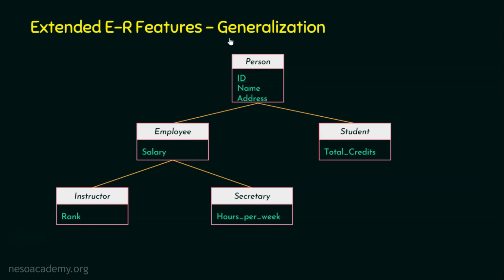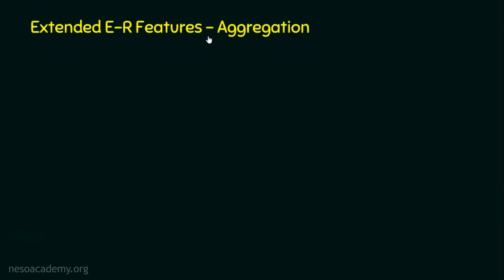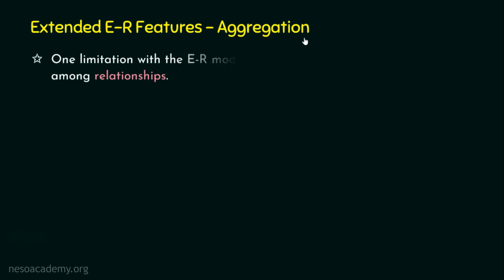We are done with the second extended ER feature, the generalization. Now let's move on to the third extended ER feature, aggregation. What do we mean by this? When we talk about ER diagrams, the limitation with the ER model is that it cannot express relationship among relationship. We know relationships are used to connect two or more entities, but the problem is how a relationship with another relationship can be expressed.